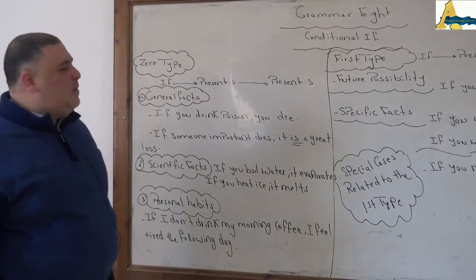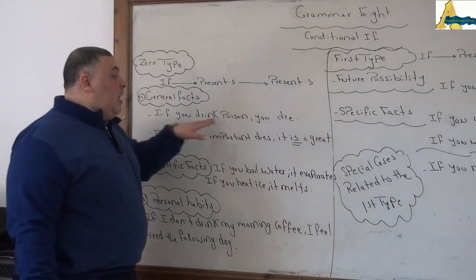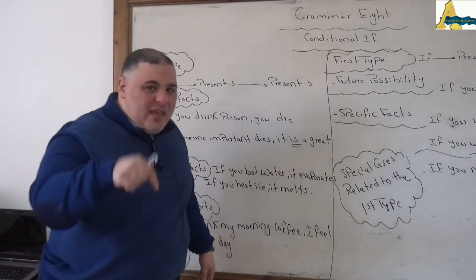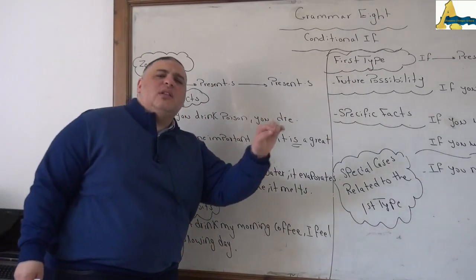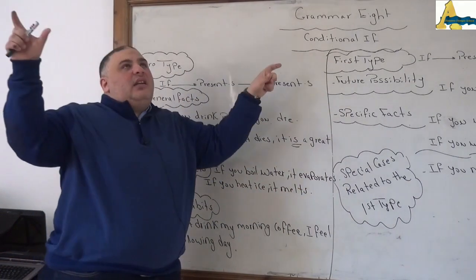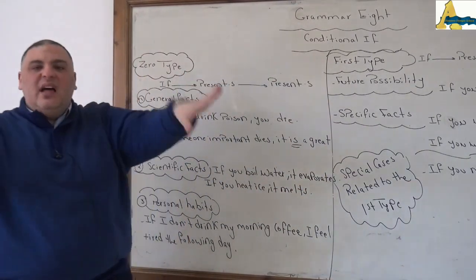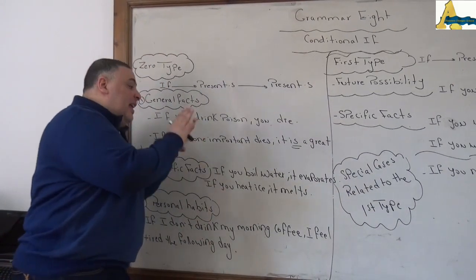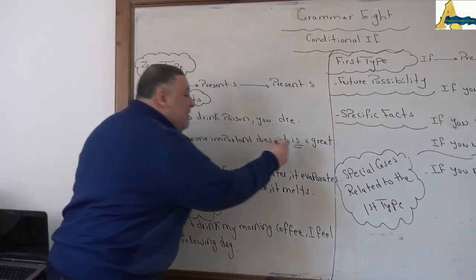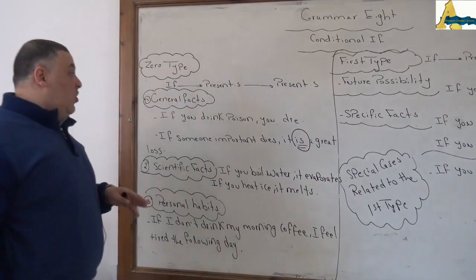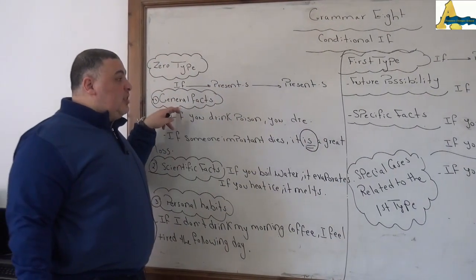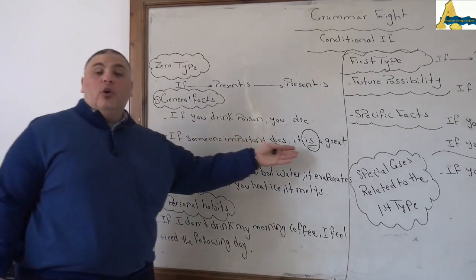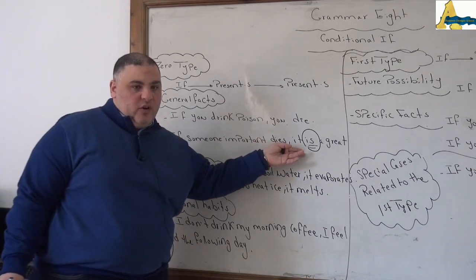It doesn't have any kind of possibility, right? Just like when I say, if you drink poison, you die. I'm not talking about you now or immediately, and I'm not talking about a certain type of poison, but I'm stating a fact that people drinking poison die, right? Just like, for example, I'm stating a fact that if someone important dies, it is a great loss. So you found here that I used the zero type in the general fact, saying if you drink poison, you die, or if someone important dies, it is a great loss, right?